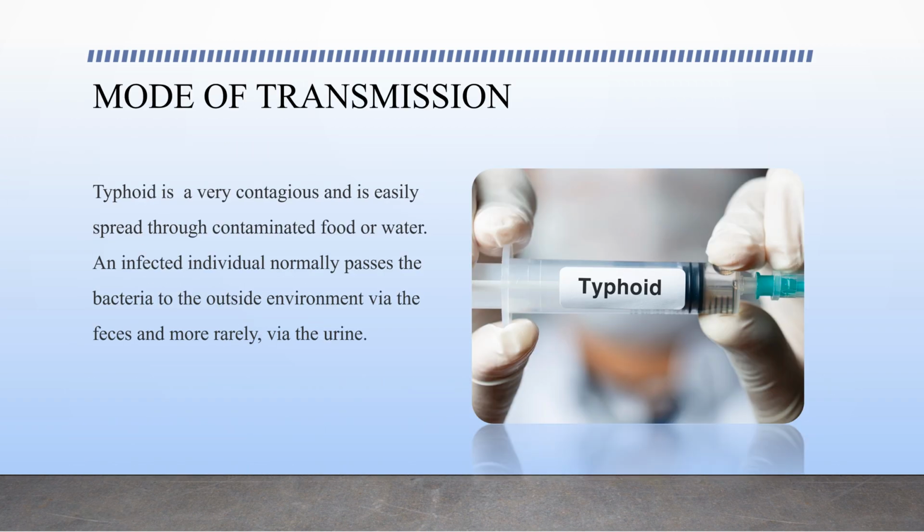Mode of transmission, or how one person passes the infection to another person. Typhoid is very contagious and is easily spread through contaminated food or water. An infected individual normally passes the bacteria to the outside environment through the feces and more rarely through the urine.